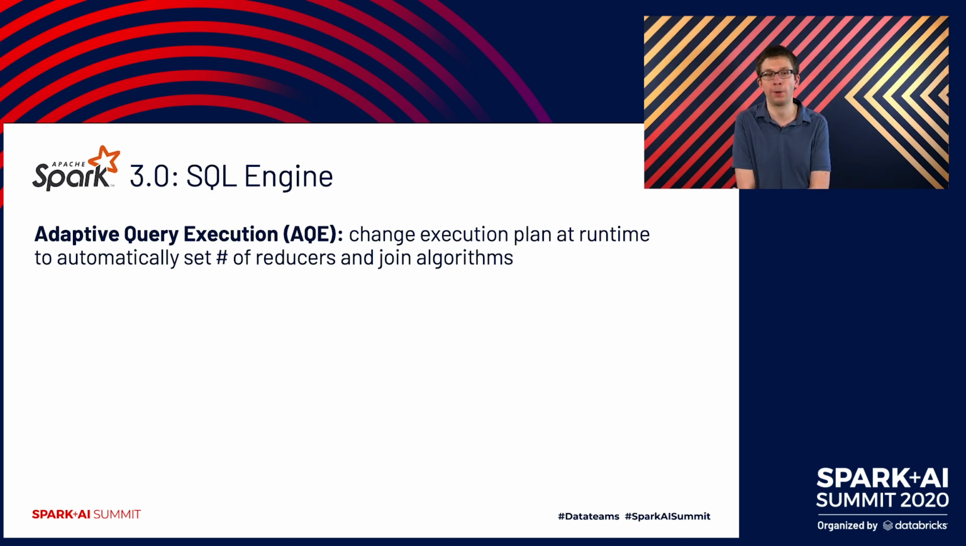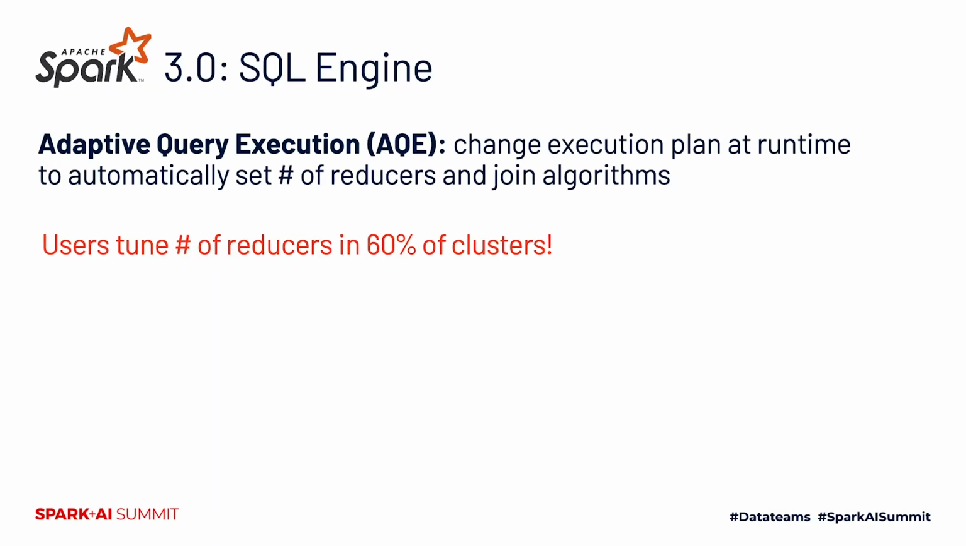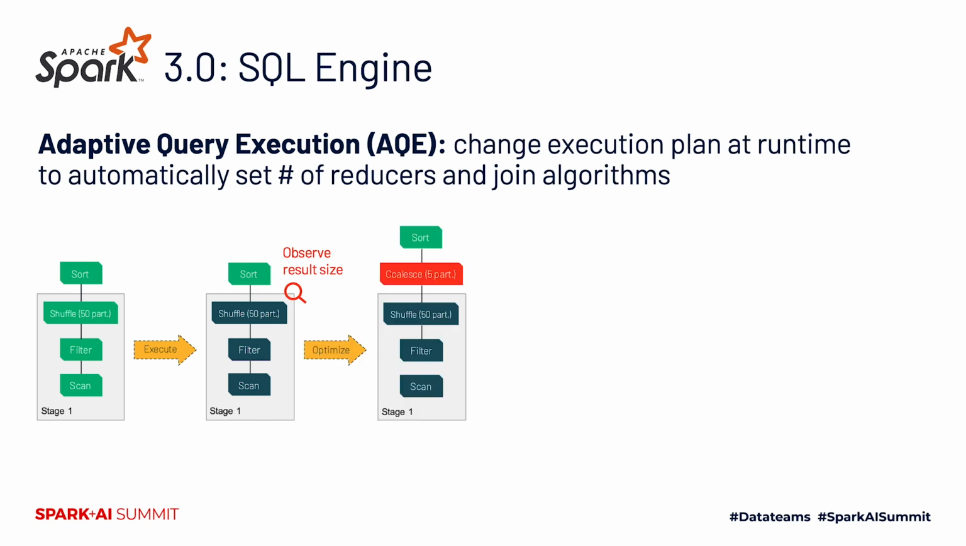So to give you a sense of how it works, let's look at a simple example of setting the number of reducers. We found that today about 60% of clusters, the users tune the number of reducers in them. So that's a lot of manual configuration that we want to eliminate and automate. And so with AQE, what happens is after Spark runs the initial phase of an aggregation, it actually observes the result size. You can have some number of partitions there, and it can set a different number of partitions for the reduce. For example, coalesce everything down to 5 partitions and optimize it for the best performance based on what kind of data came out of that aggregation.